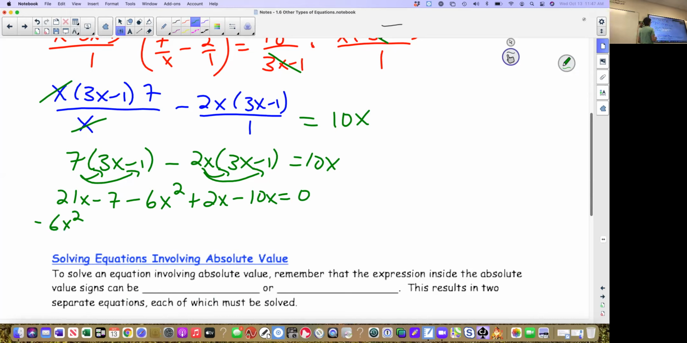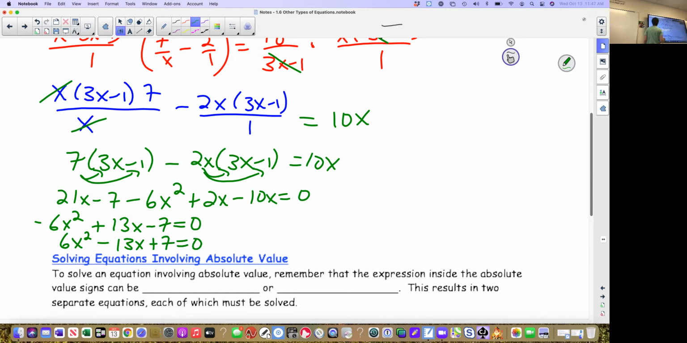So now we have negative 6x squared plus 13x minus 7 equals 0. I don't like this negative leading coefficient, so you factor out the negative. We can multiply both sides by negative 1, and we just have 6x squared minus 13x plus 7.